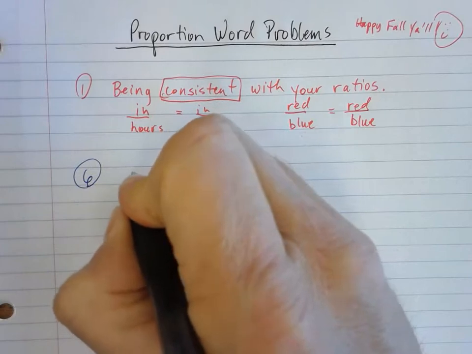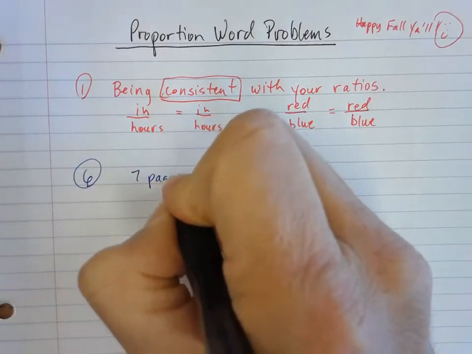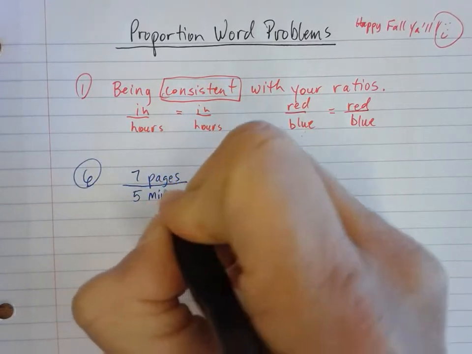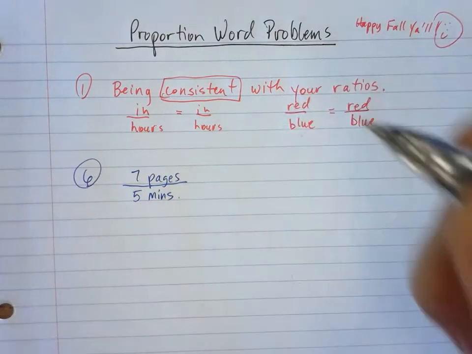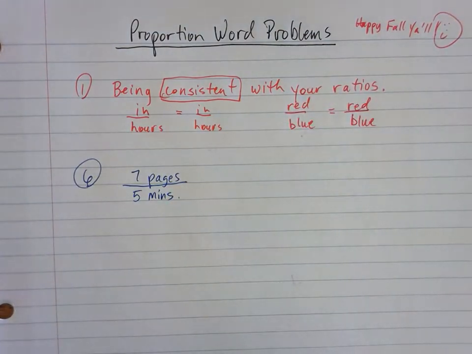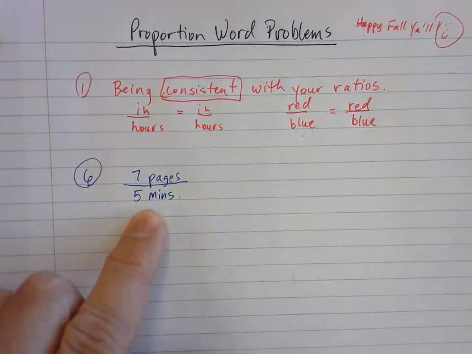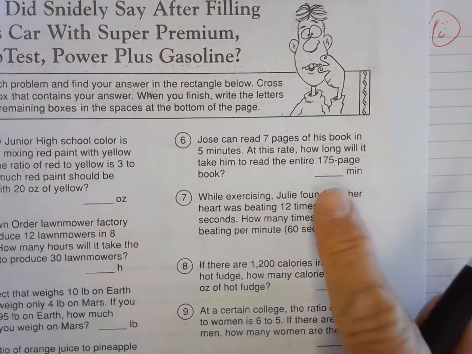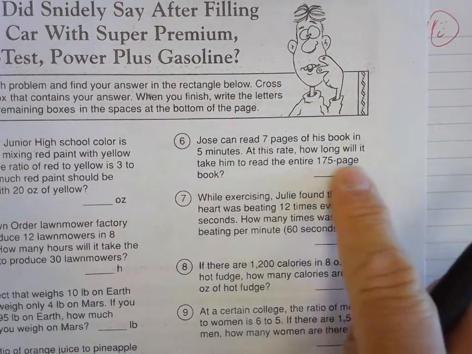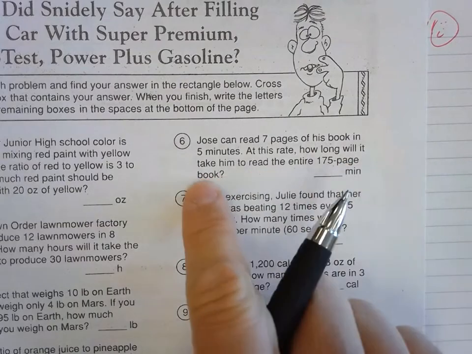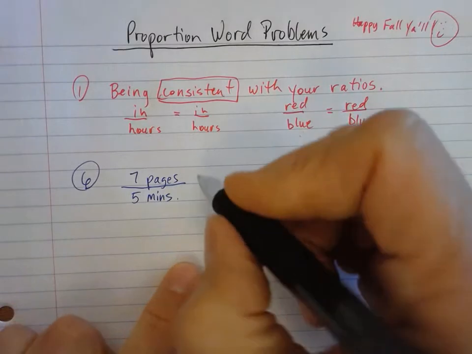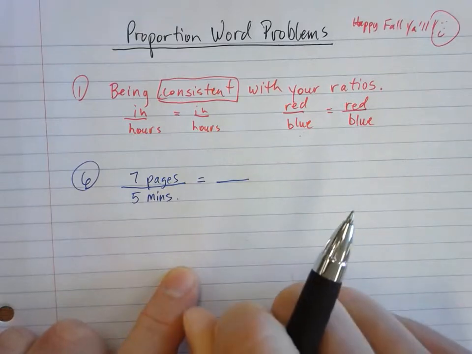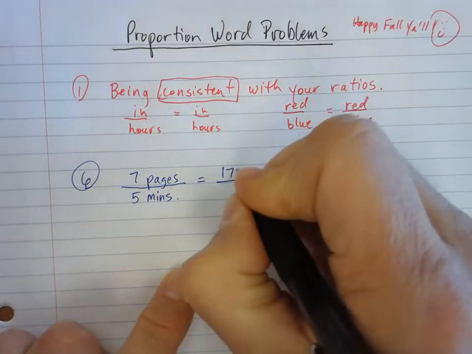Jose can read 7 pages in 5 minutes. So I'm just going to do a couple of them like this and write down some helpful little things so I know what's what. So it says he can read 7 pages in 5 minutes. The rest of it just says, at this rate, how long will it take him to read the entire 175-page book? So the other thing I have in this question is 175 pages. So where should I put the 175 in this proportion? Should I put it in the numerator or denominator? Well, since it's talking about pages, that means I'm going to put it up here.